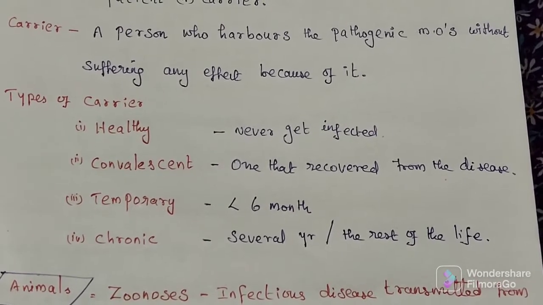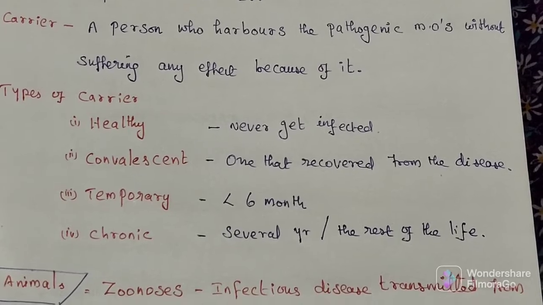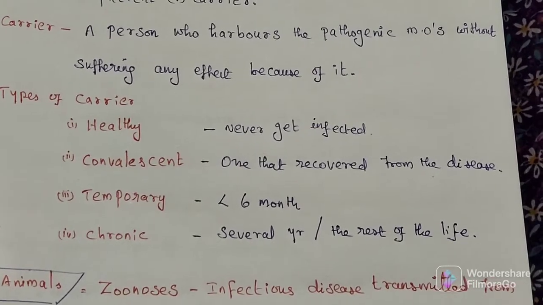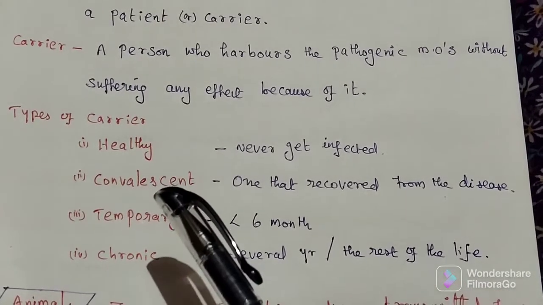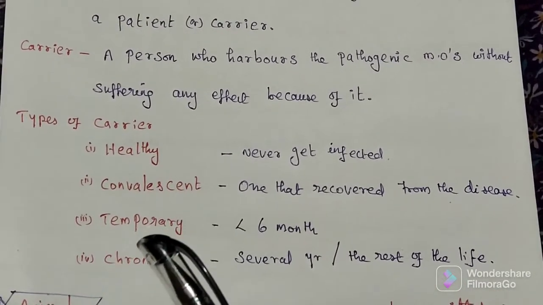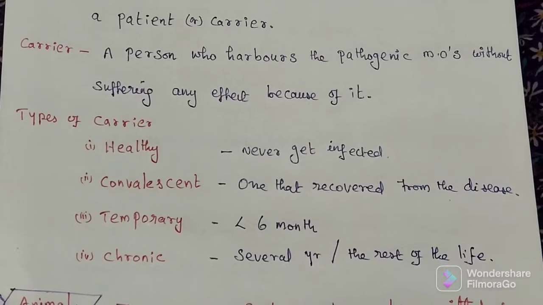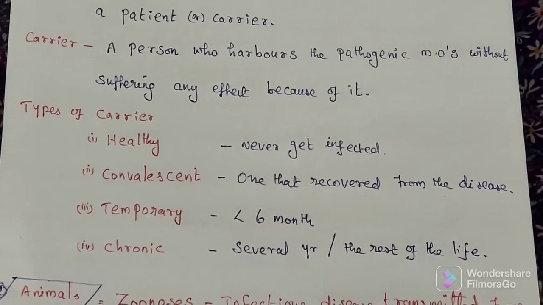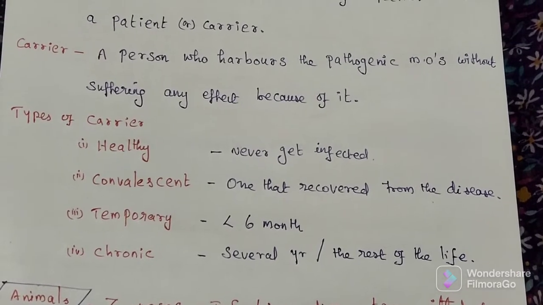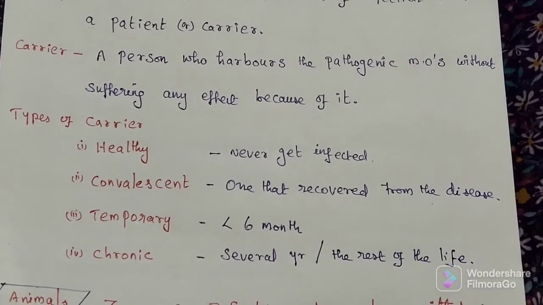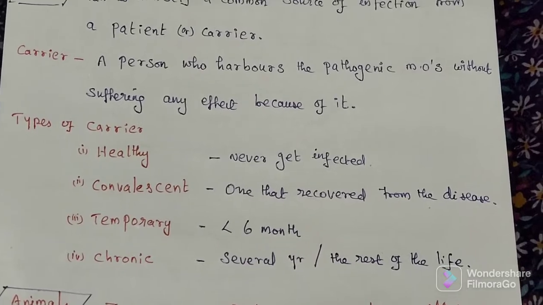Healthy carrier never gets infected. Convalescent carriers are those who recovered from the disease; they got infection but recovered. Temporary carriers harbor it for less than 6 months. Chronic carriers have it for several years or the rest of their life. They have pathogenic microorganisms without suffering any effect.